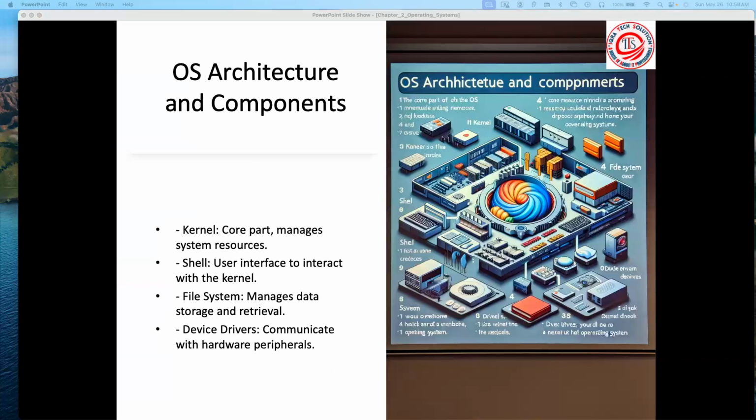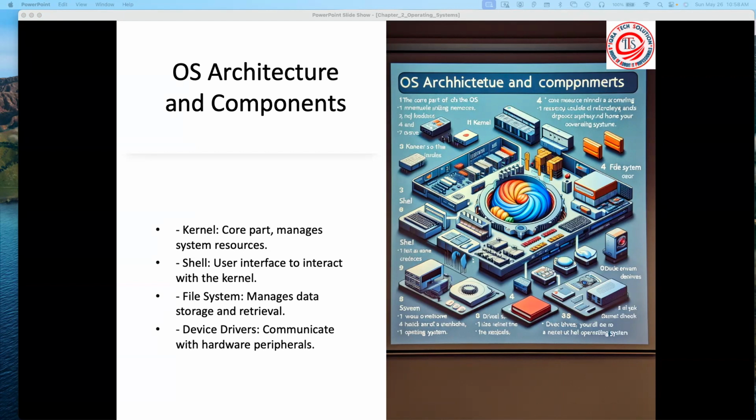Now that we have looked at the types, let's dive into the architecture of the operating system. The architecture is composed of several key components. Kernel. The kernel is the core part of the operating system. It manages system resources, including memory, processes, and hardware devices. Think of it as the brain of the operating system.